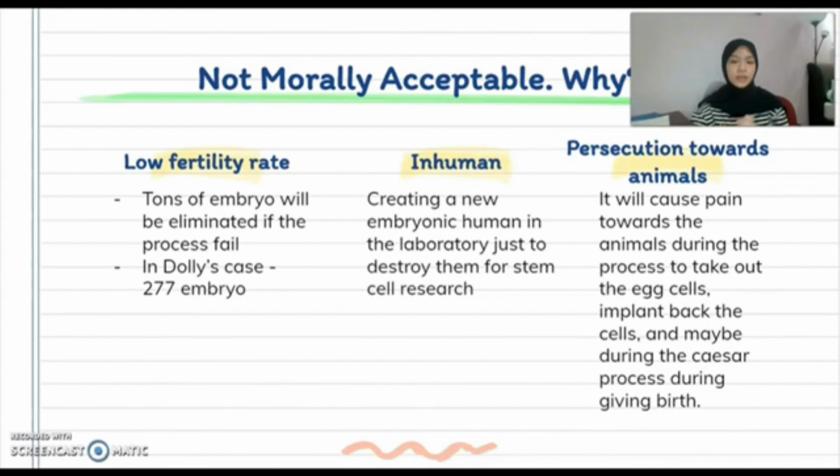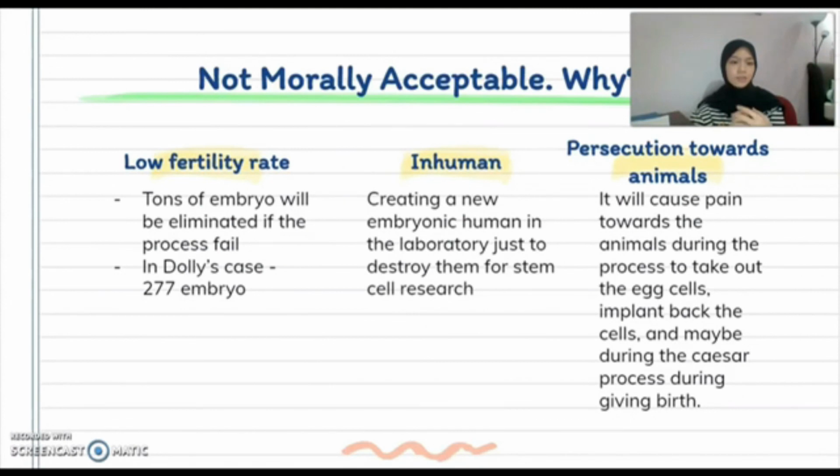So bila kita nak clone human, imagine how many embryos we will kill to produce satu human clone yang berjaya, macam tu. So it is also not morally acceptable sebab dia inhuman, sebab kita only create the new embryonic human dekat dalam lab just to destroy them sebab kita nak ambil diorang punya stem cell je. It is a very inhuman thing to do.